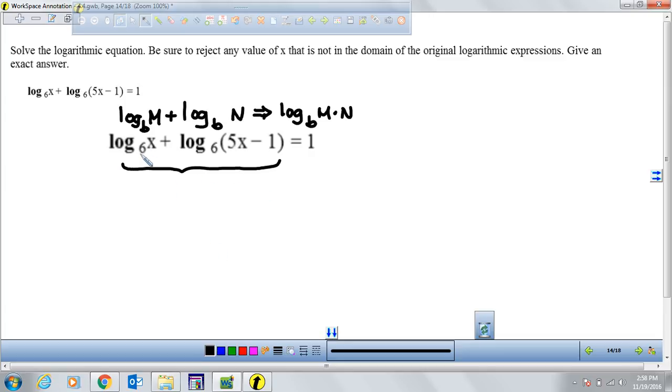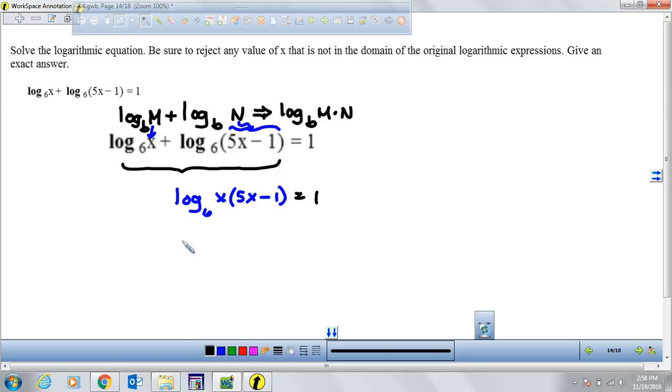So the log base 6 of x, right here my m is x, right, plus the log base 6 of n, where n is this expression right here, which is 5x minus 1, equals, I'm going to put it here, log base b, which in this case is 6, of m, which is x, times n, which is 5x minus 1. And of course I'm going to put the number on the other side, which is equal to 1.